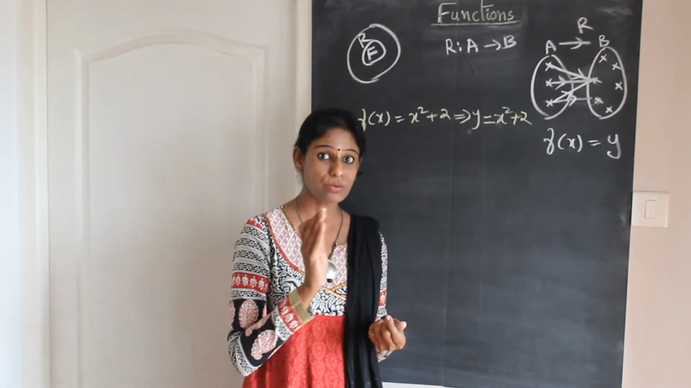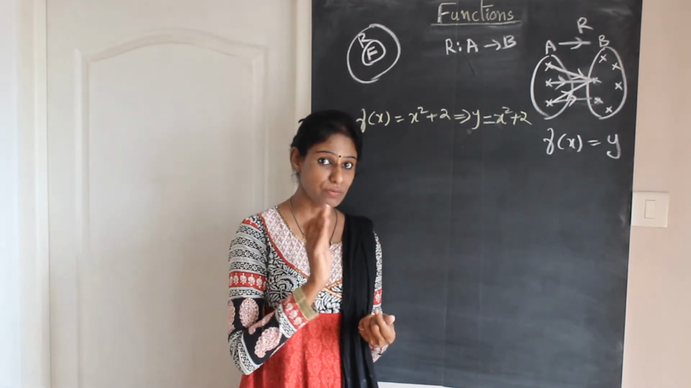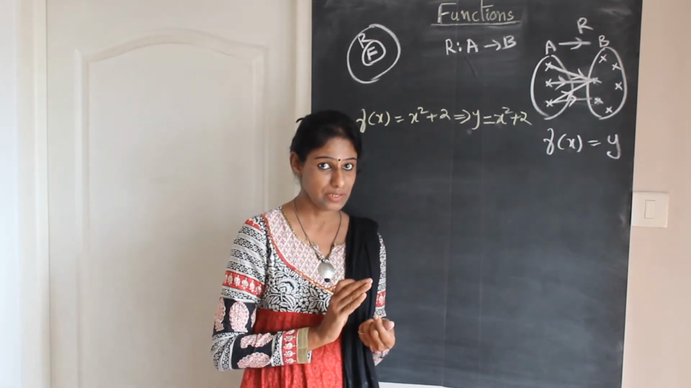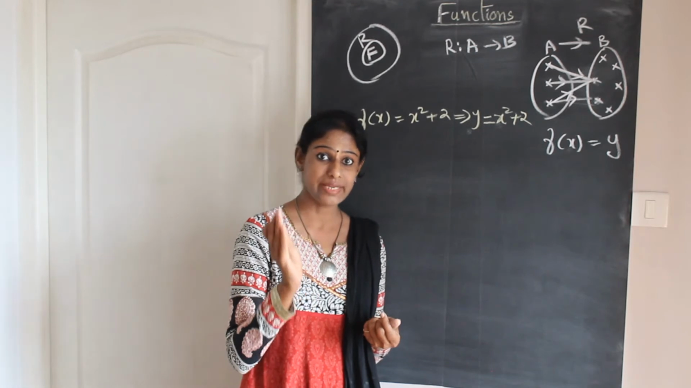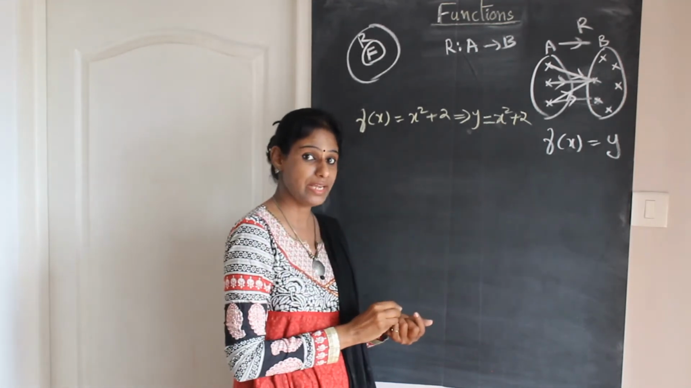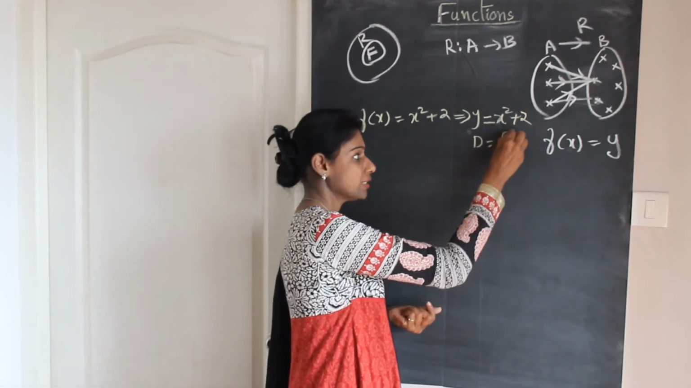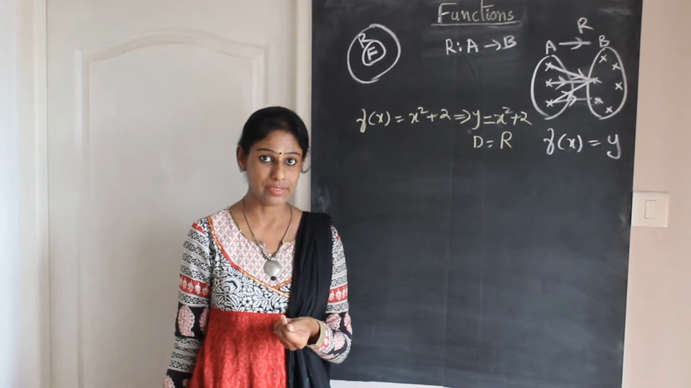So domain, codomain and range, all these must be subsets of the set of real numbers R. We are not allowed to take any imaginary number. So here x can be any real number. So domain is equal to the set of all real numbers.